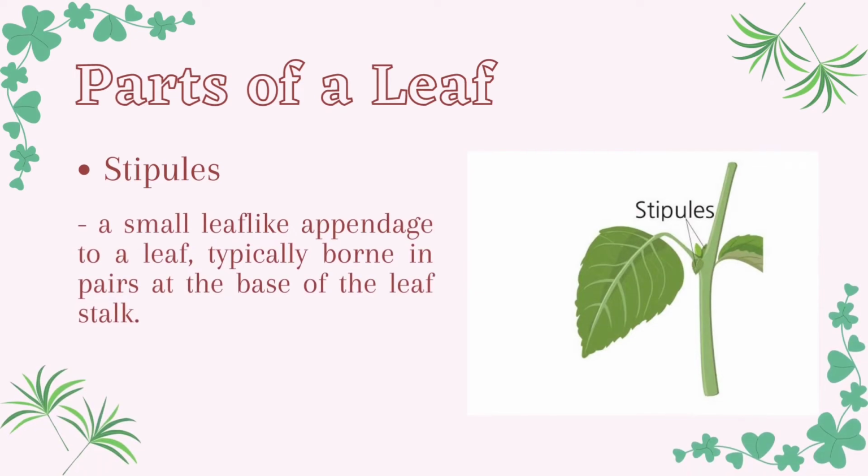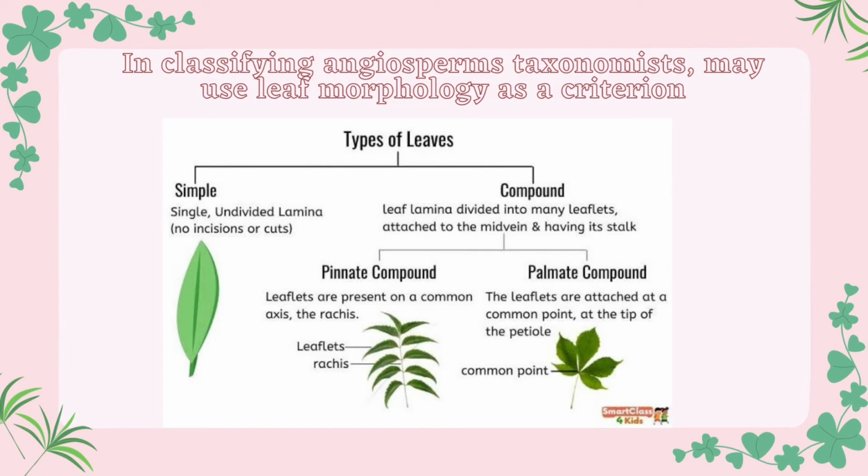In addition, some plants also contain another part called stipules. These are small flap-like structures that grow at the base of the petioles. They protect the growing petiole in some plants, while they fall off in others once the petiole begins to expand. In classifying angiosperms, taxonomists may use leaf morphology as a criterion.